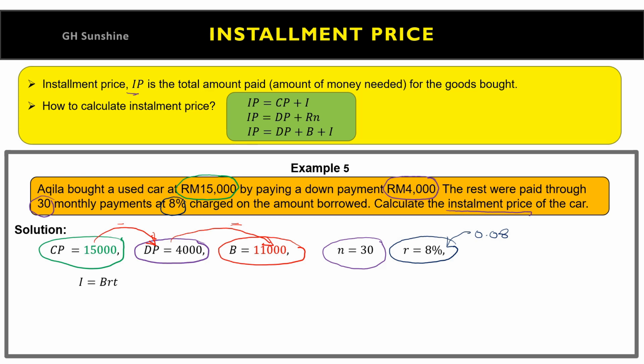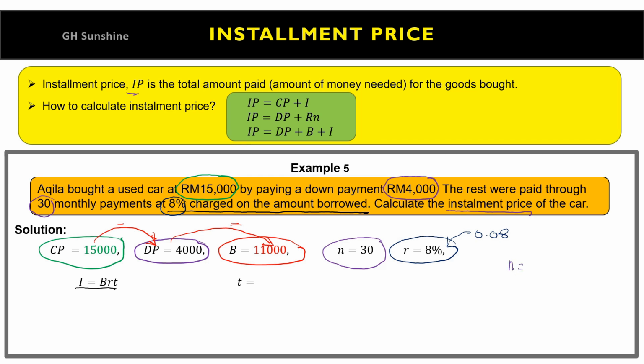Next step. Calculate the interest amount. Why do I want to use this formula? Look at here. 8% charge on the amount borrowed. So when the interest rate is charged based on the amount borrowed, that refers to the flat rate method. So I equals BRT. So what is the value of B? 11,000. R is 0.08. But T? We can calculate the value of T based on the value of N. So recall back.